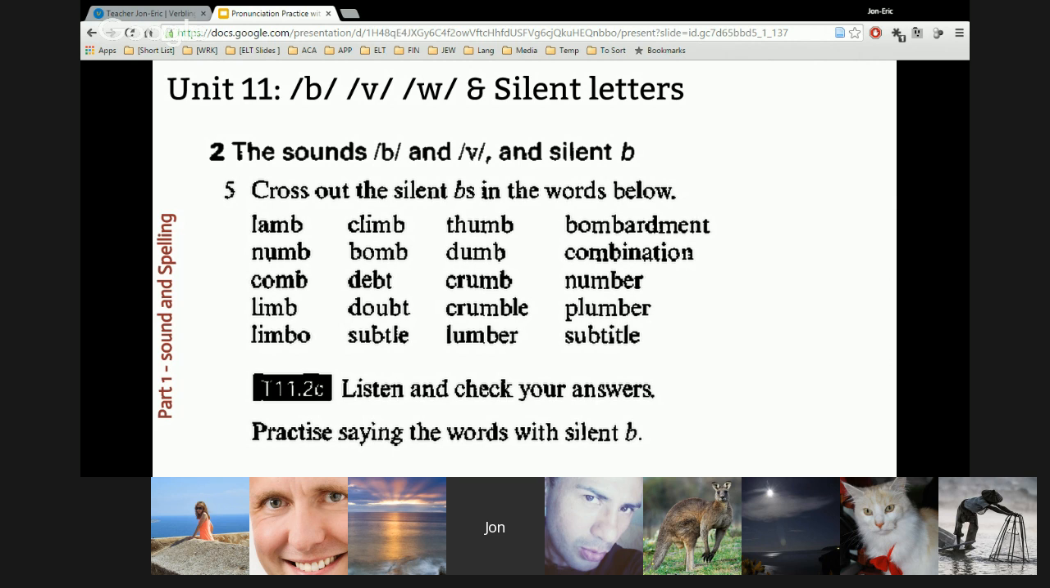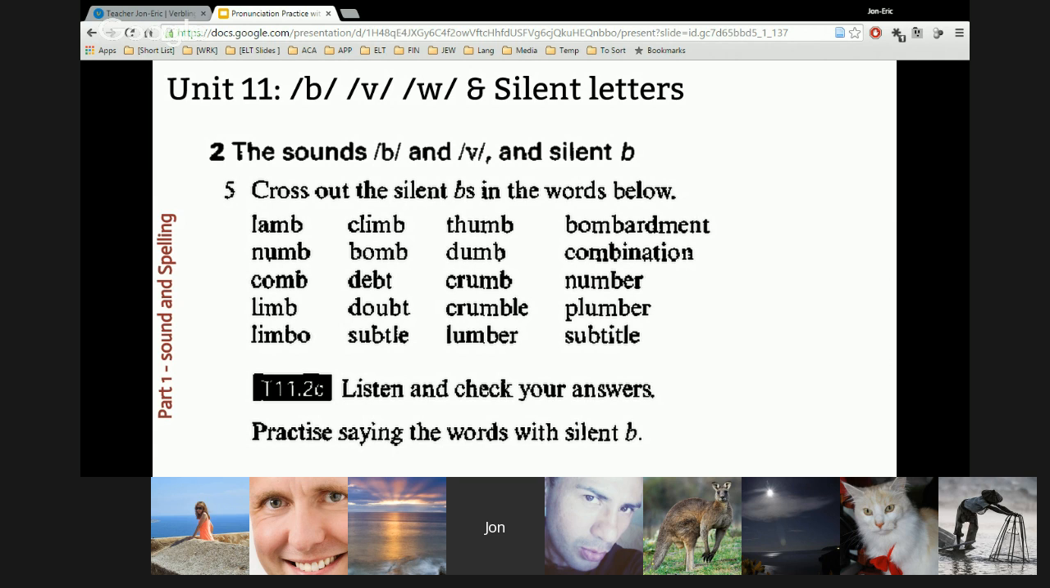Bombardment. Right. So is the B silent in bombardment? Yes or no? No. Bombardment. No, it's not. Okay, so that's 1 down, 6 to go. Mr. Robert, why don't you take row number 2?